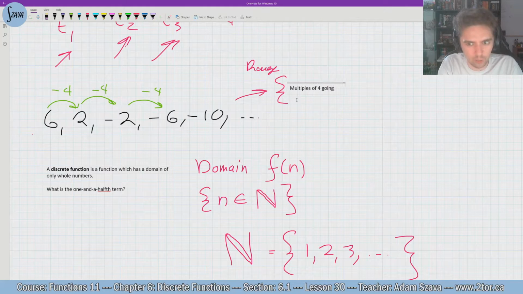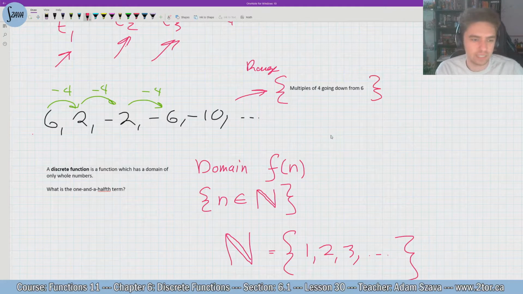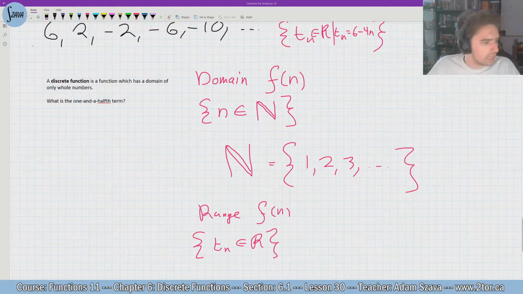Multiples of 4 going down from 6. That's what the range is, right? So is some number a multiple of 4 going down from 6? Like 2? 2 is 6 minus 4, right? Go down 1 multiple of 4. -2 is you go down 2 multiples of 4. -6 you go down 3, right? So 5 is not a multiple of 4 going down from 6, and so that's totally fine. That is the range.